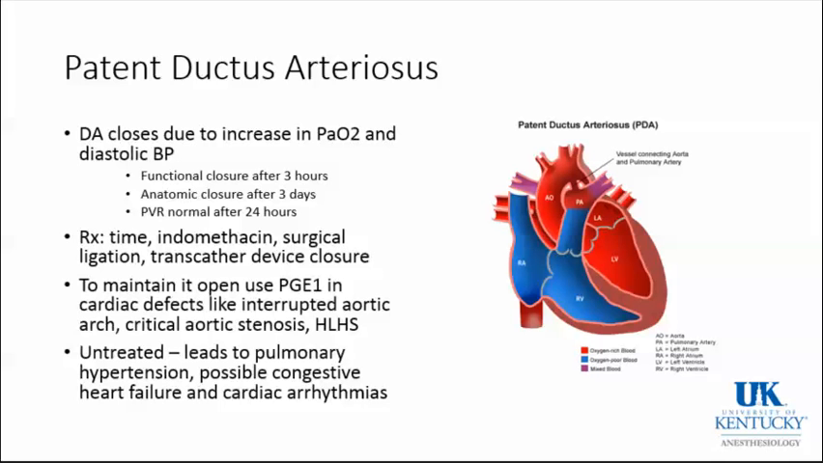There are some situations when we really want the ductus arteriosus to be open. And to name a few, you have those children who have the interrupted aortic arch before surgery, you want the ductus arteriosus to be open. And also in those children that have critical aortic stenosis and hypoplastic left heart syndromes. These children, if the ductus closes, it's literally fatal. And hence, we use prostaglandin E1 to help keep it open till a surgical correction occurs.